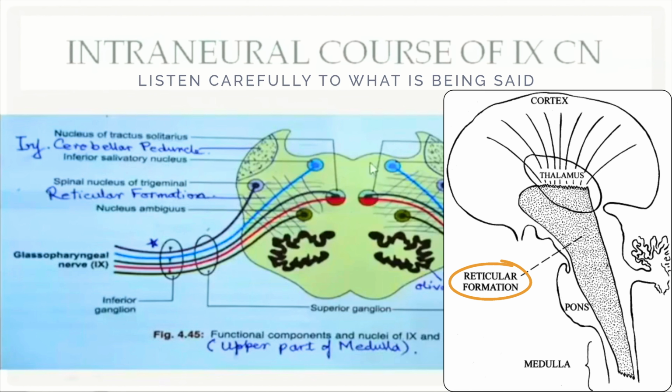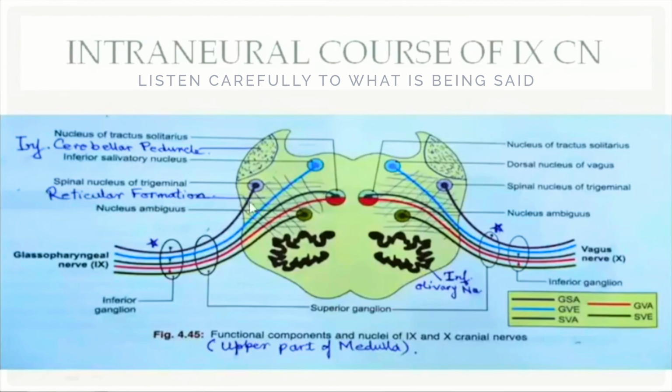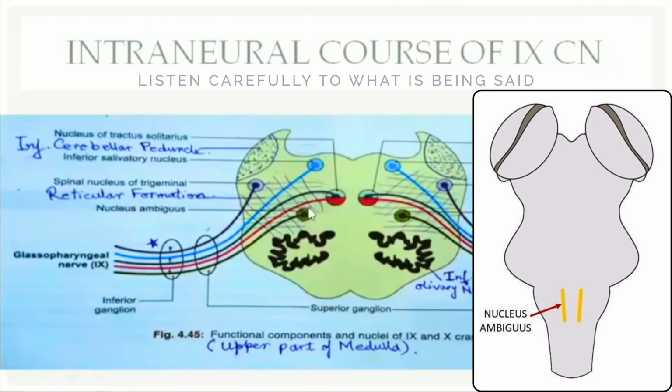So this portion here is the reticular formation, right? This is all reticular formation. Embedded within this reticular formation, you will find these nuclei. So let's talk about all of them one by one. Here you find the nucleus ambiguus. Nucleus ambiguus is an efferent functional column, and it's for the muscles derived from the branchial arches, third, fourth, sixth arches.